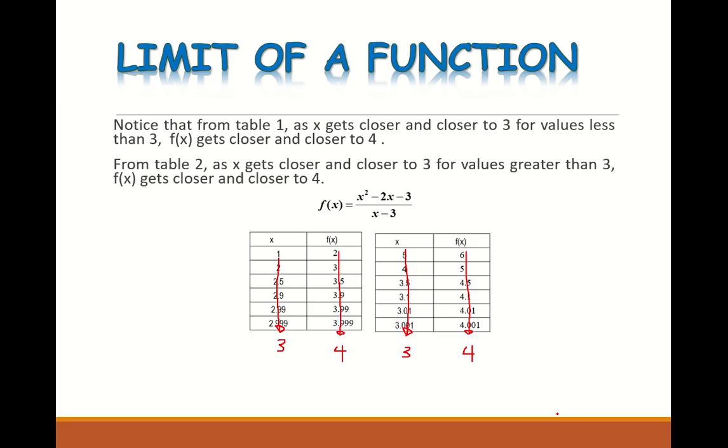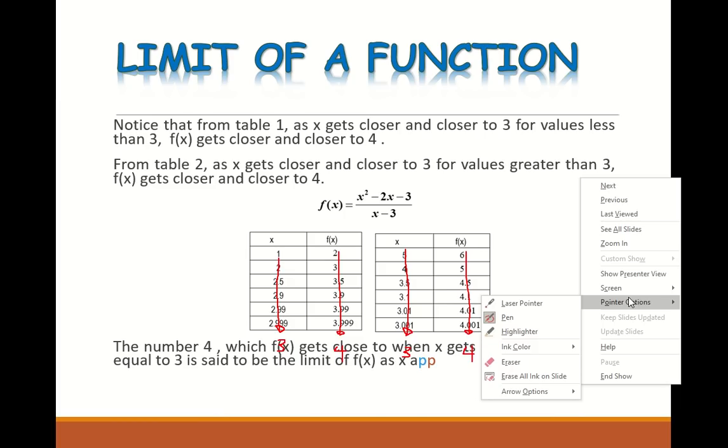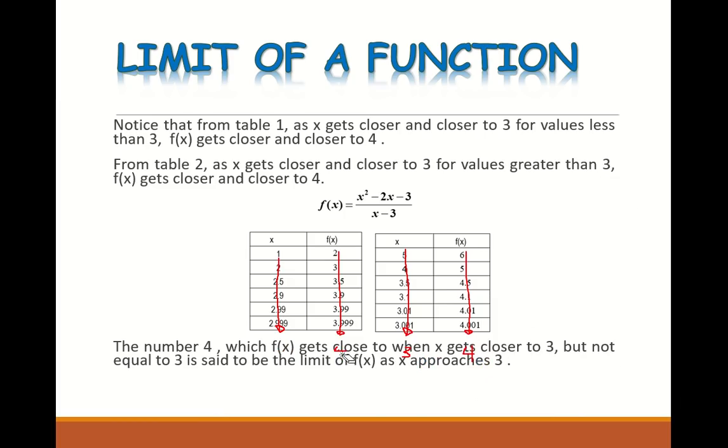So mathematically, when we speak of limit, from this scenario, I delete this one first so that you can read it. Okay, so as you can see here, the number 4, which f of x gets close to when x gets closer to 3 but not equal to 3, is said to be the limit of f of x as x approaches 3. Alright, so remember that the number f of x gets closer and closer to as x gets closer and closer to 3 would be the limit of f of x. So in this example, the limit is equal to 4. Okay, so I hope that's clear.